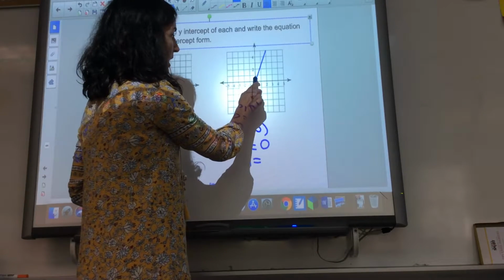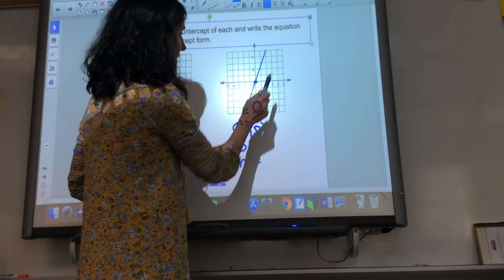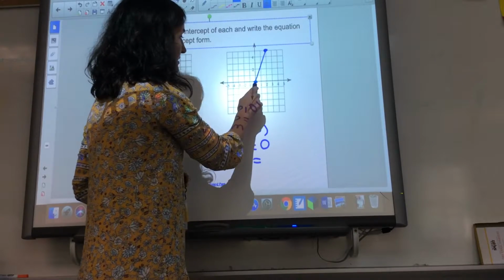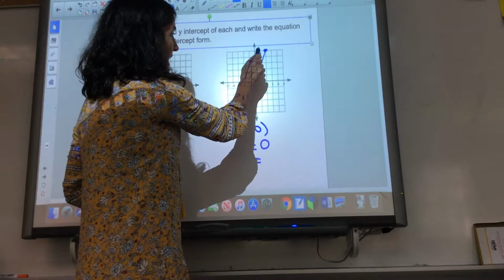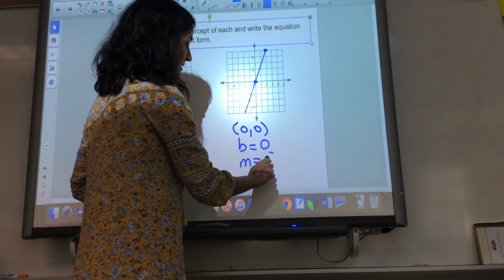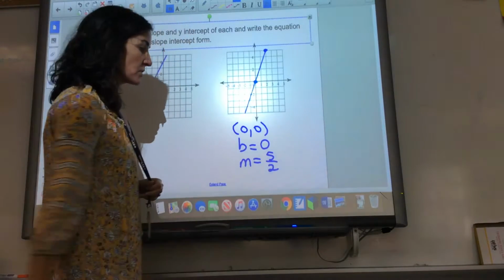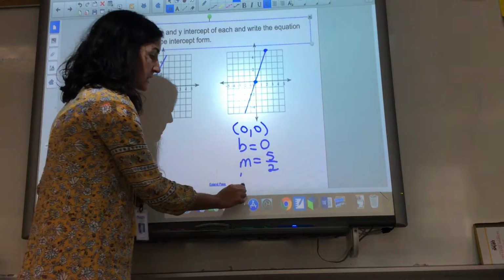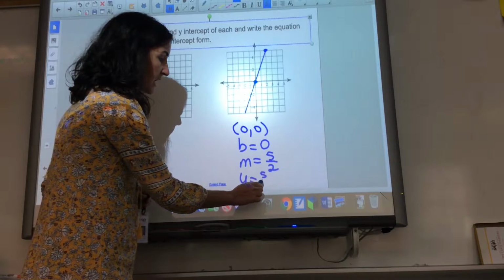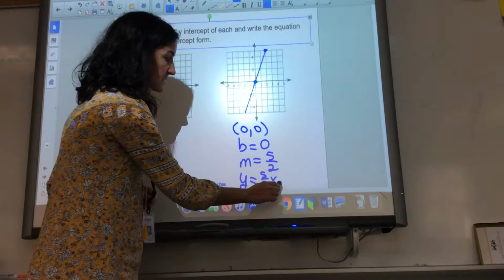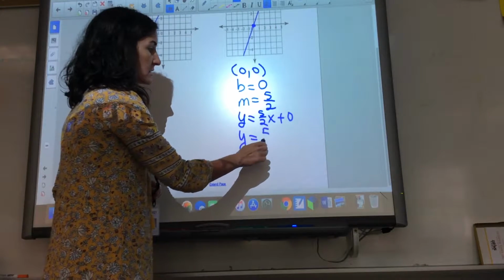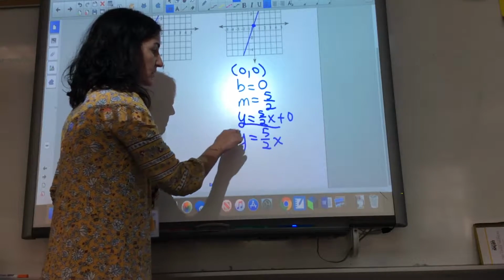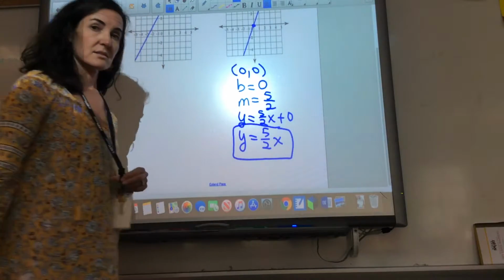In this case, we go up one, looks like it goes through this point right here. All right, so I pick my 2 points, and my rise is 1, 2, 3, 4, 5, and I run 2. So I rose 5 and I ran 2. So my slope is 5 over 2. So when I substitute that in, I get y equals 5 over 2x plus 0. But of course we don't really need that plus 0. So our equation is just y equals 5 over 2x. All right.